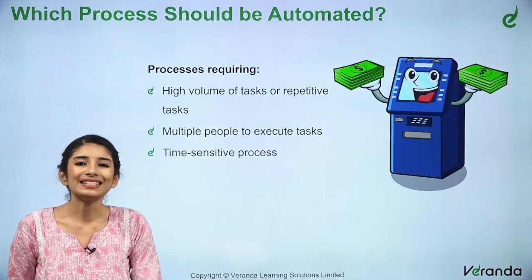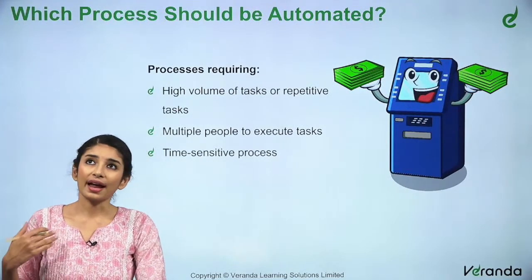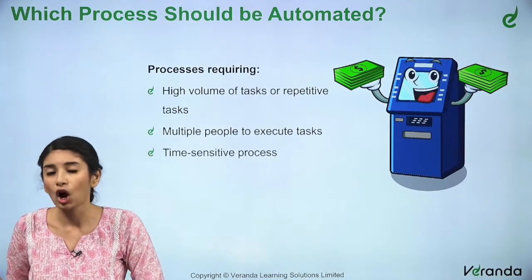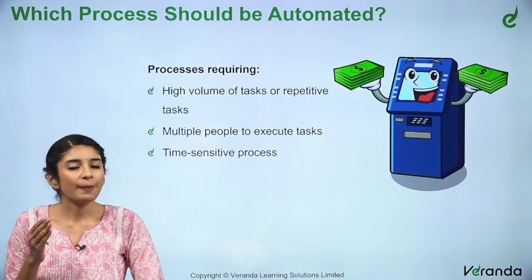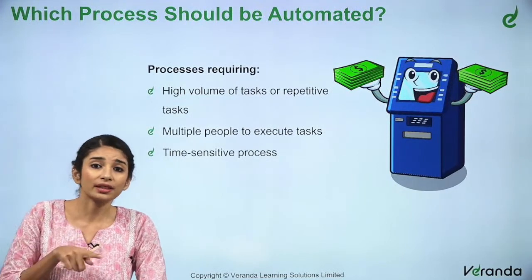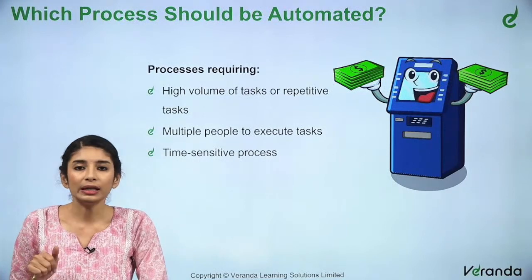Significant impact. So processes that have a significant impact on other processes, it's better to automate those processes so that the other process is also not hampered. Clear? Very easy.